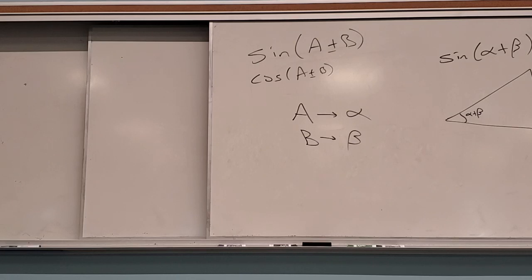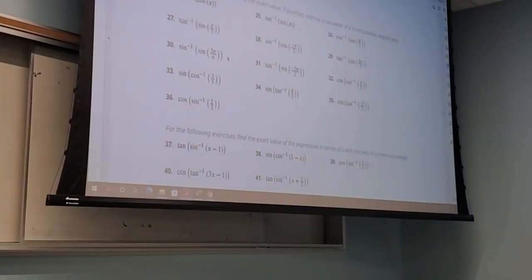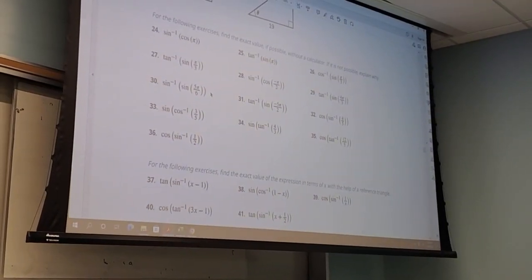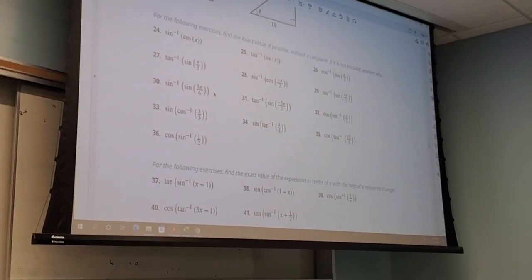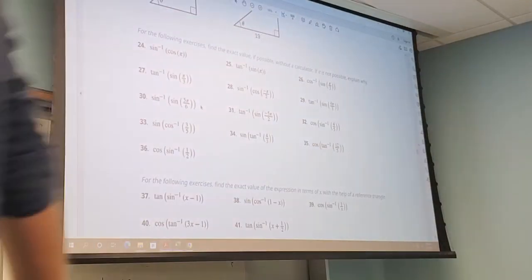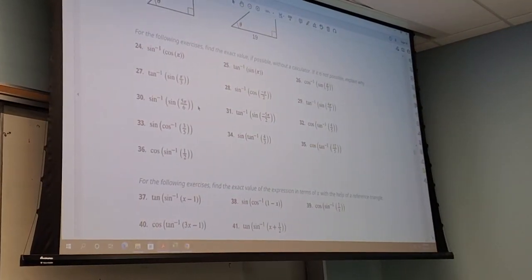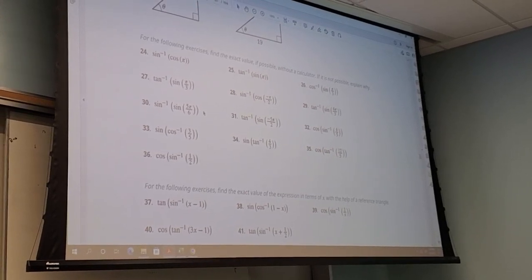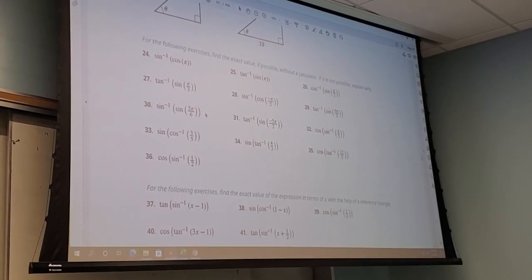Alright, so don't worry about the identity side. Worry about the triangle side. I really want it to make sense why this is set up the way it is. This is not the only way to prove these identities, by the way, but it's the way I like it. So that's what we're going to do.